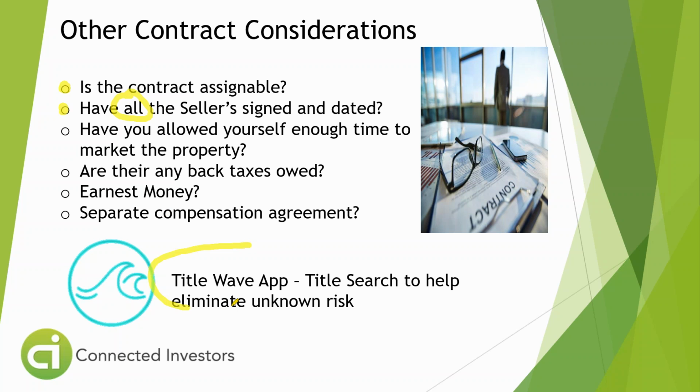Now, we have an app called the Title Wave app. For $139, I think it is, you can have a title search done on a property for literally any contract. That's going to save you all the headaches of knowing whether all the sellers signed, and whether there are any other problems, either a lien, a judgment, whatever. You're going to be able to figure that out real quick. So it's worth $100 to do that if you've got a great deal. You don't have to, but that app is available. If you're interested in that app, let me know, and I can get that for you as well.